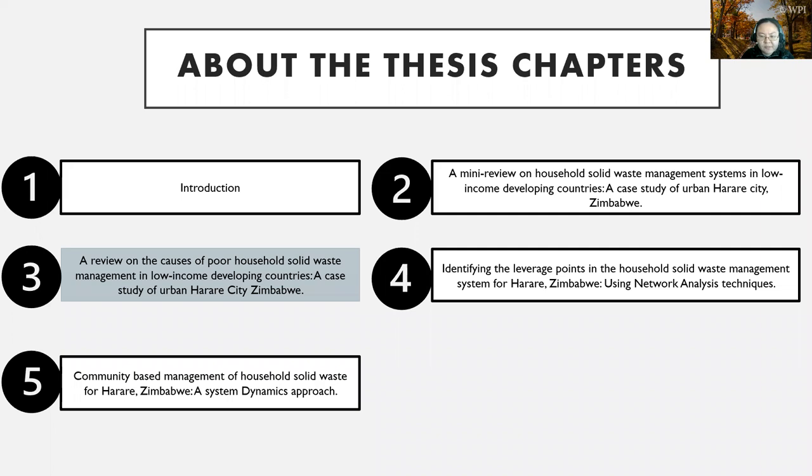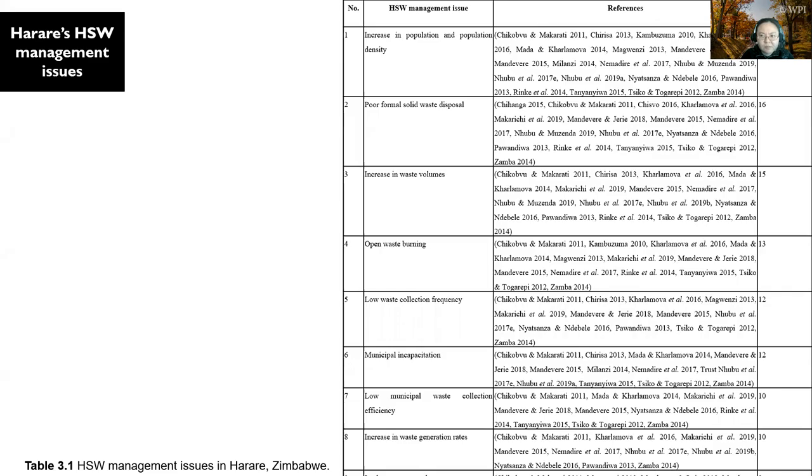So, going on to the third chapter, since we had now gathered information on the waste management system, we wanted to understand what is crippling the household solid waste management system in Zimbabwe. So what we did was, just as we did for the first literature review, we used a computer-based qualitative analysis tool, NVivo, to find out how much of these issues were reported in literature.